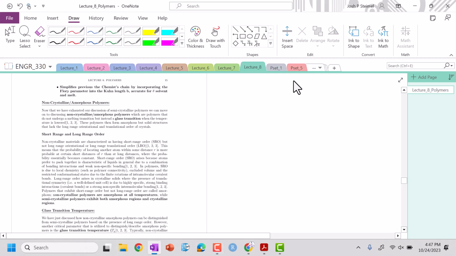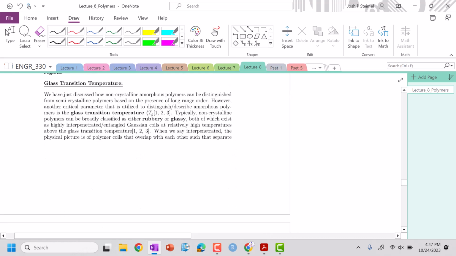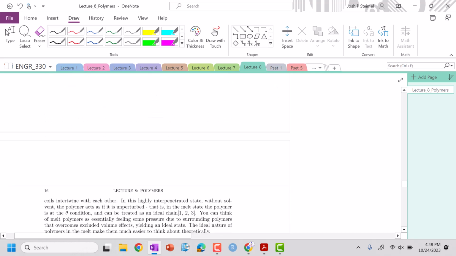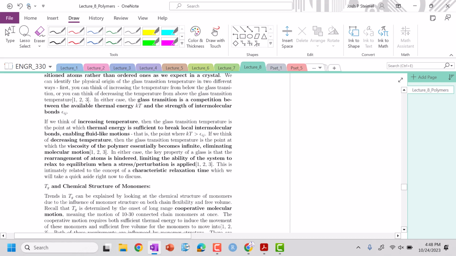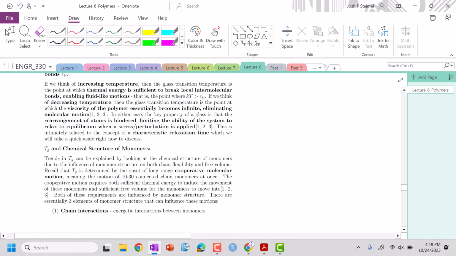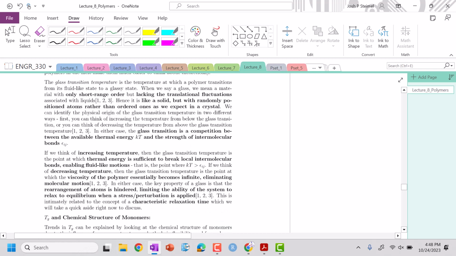So perhaps the most important property that polymers exhibit is the glass transition temperature, or Tg. The glass transition temperature effectively describes when a polymer, or a material, transitions from rubbery to glassy. Technically, it's defined as the temperature at which 10 to 30 monomer units start to move cooperatively or collectively.